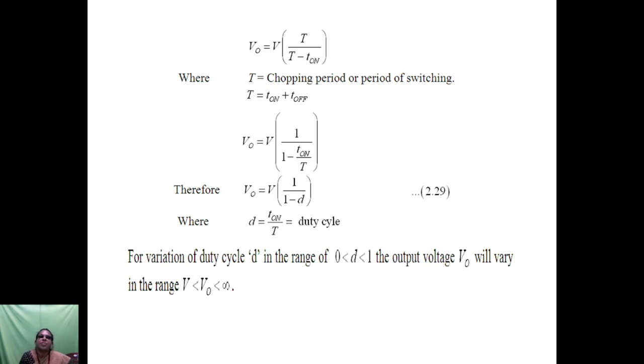So, V0 is equal to V into T divided by (T minus T on). T is the chopping period or period of switching, T is equal to T on plus T off. V0 is equal to V into 1 by (1 minus T on by T). Therefore, V0 is equal to V into 1 divided by (1 minus D), where D is equal to T on by T, that is the duty cycle. As the duty cycle D varies in the range of 0 to 1, the output voltage V0 will vary in the range of V to infinity.